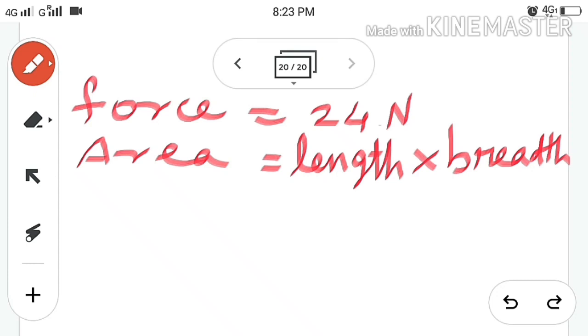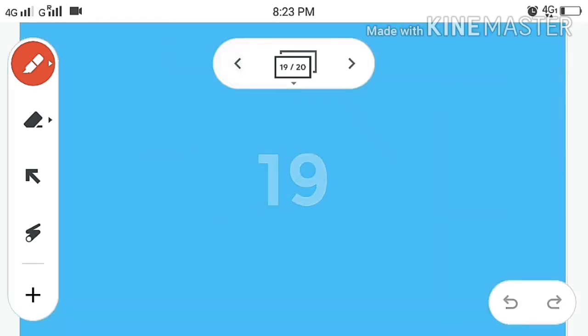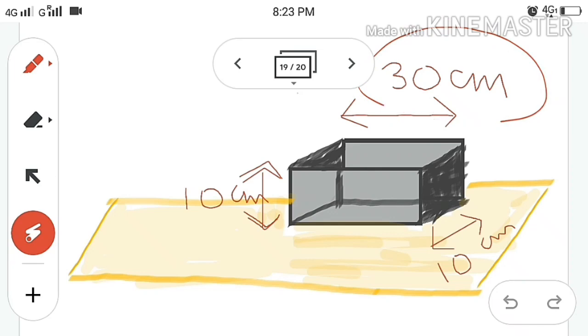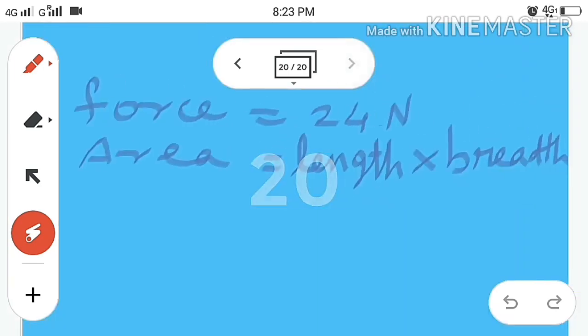We all know that this area of contact is in the form of rectangle. So how do we calculate the area of rectangle, children? You are supposed to know what is the formula for area. It is length into breadth. Now let us go back. Now see, what are the values of length and breadth? The length is 30 centimeter, breadth is 10 centimeter. Let us use these values now.